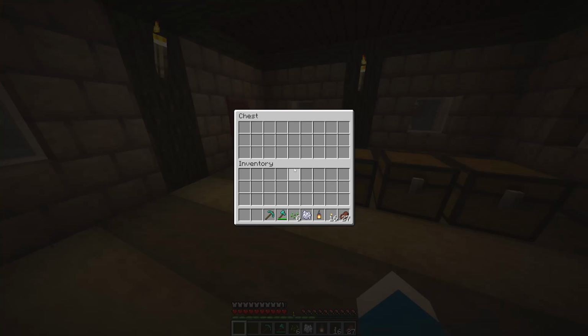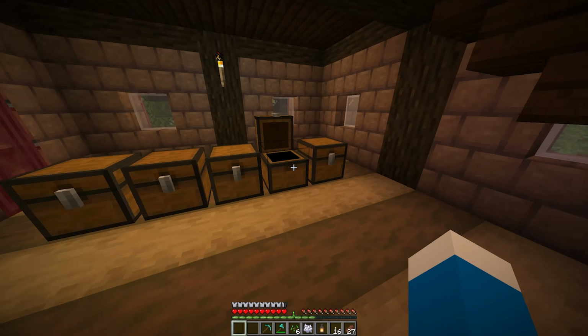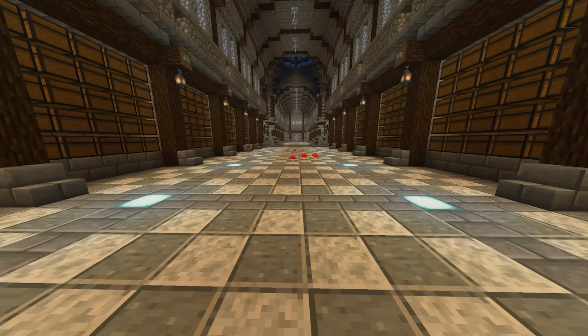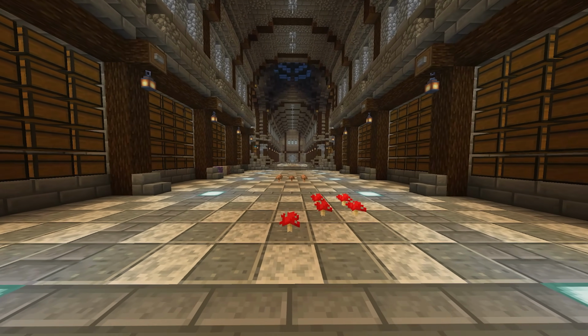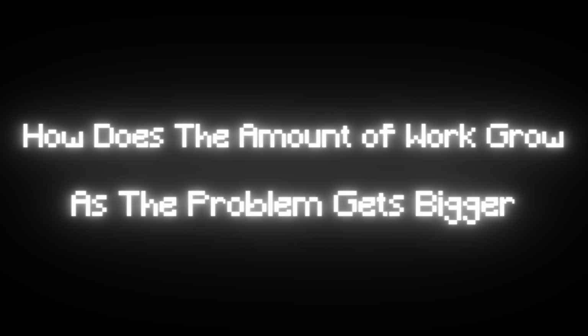Looking through a small group of chests is easy. You just go one by one until you find what you're looking for. But thousands? That's miserable. It is easy to see that the key variable is the number of chests you have to search through. That's when programmers start asking a different question. How does the amount of work grow as the problem gets bigger? This is what computer scientists call running time.